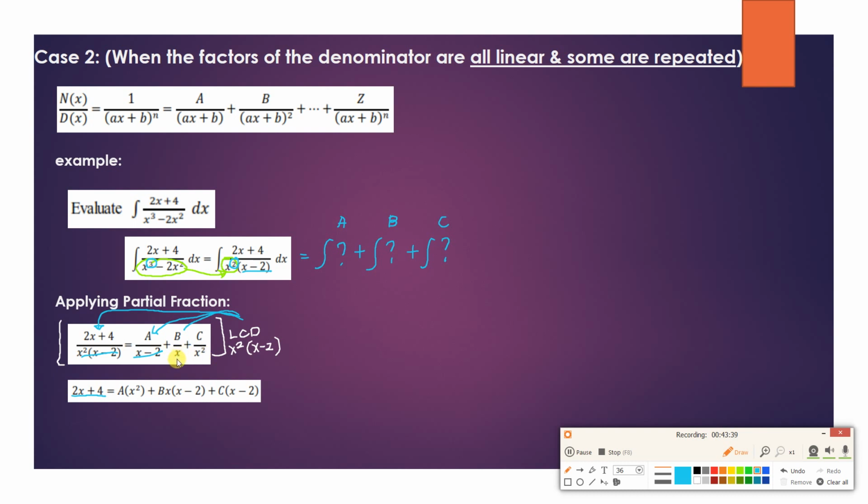Okay, so x tsaka x squared. So may matitirang B, ito na yung B. X and x squared, may matitira pang x at x minus 2 kasi wala naman si B. Sa LCD, multiply ko kay C. C, kopyahin. X squared, cancel na. At matitirang x minus 2.